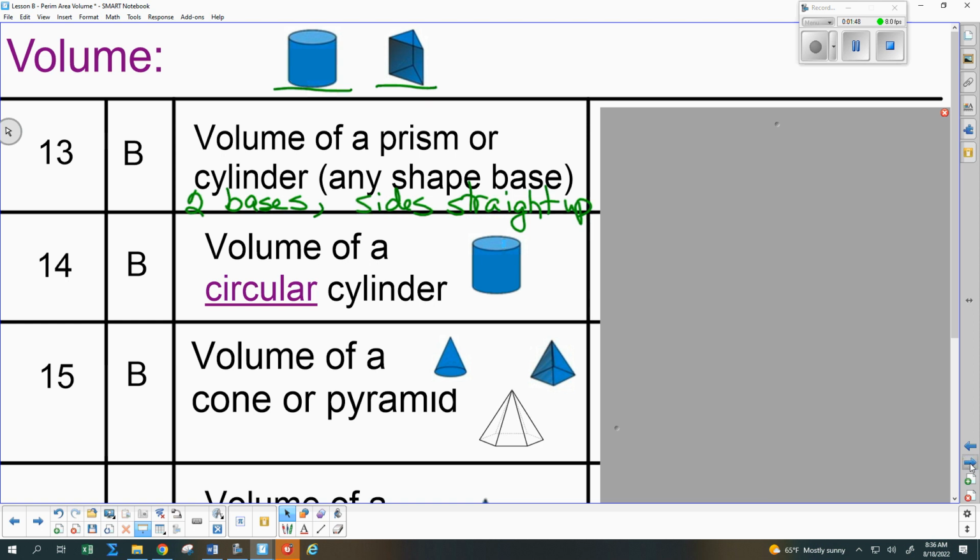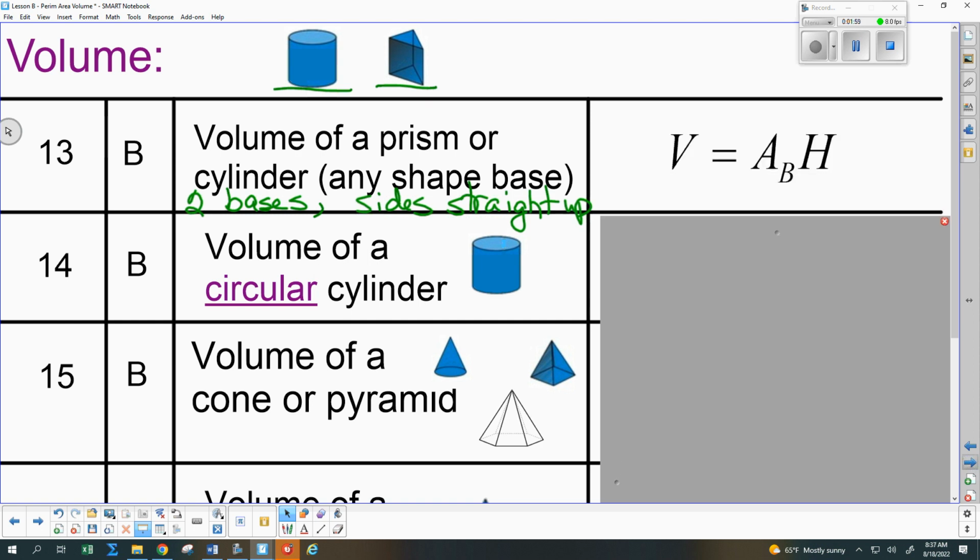So one formula that works, whether it's got a circle or a triangle or a pentagon on the top and the bottom of that. Riley? Excellent. Area of the base times the height. That's the one you want to remember. We're going to write down the next one, but you don't need to remember it separately, because what you're going to do is you're going to look at your shape.